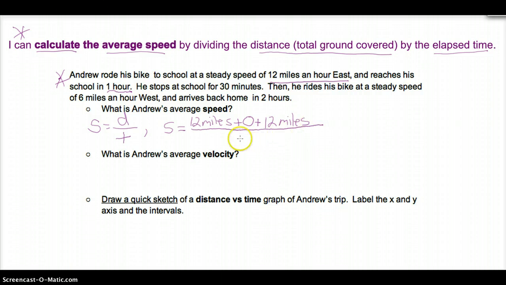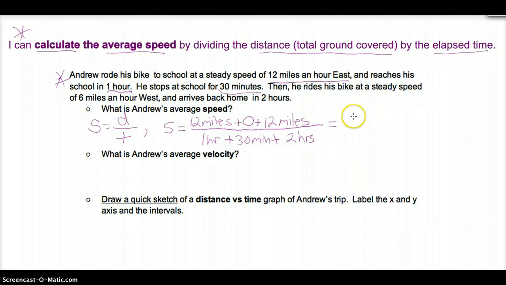All right, so that would be our total ground covered, or total distance, over time. So how much time has he gone for? Well, let's look at the question again. It says 12 miles per hour, reaches his house in 1 hour. So the first part, we have 1 hour for the ride there. He stops at the school for 30 minutes, so plus 30 minutes. And then it looks like the ride back took him 2 hours, so plus 2 hours. So now all I have to do is calculate it from here.